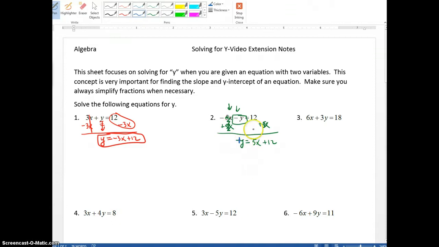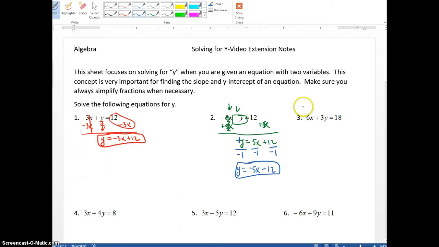If I had any equation where I had to solve for y and I had to get rid of this negative 1, since it's linked by multiplication, I divide by negative 1. But notice, when I divide by negative 1, I divide everything by negative 1, and I get y equals 5 divided by negative 1, negative 5x. 12 divided by negative 1 is negative 12. So the signs on both of these terms change when we divide by negative 1. Next example.